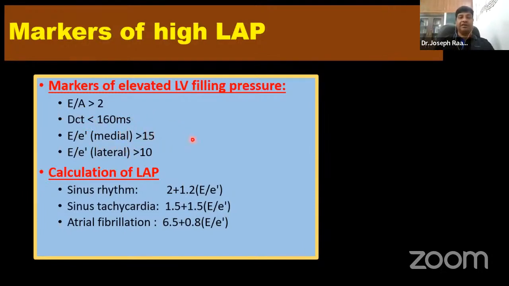lateral. Is it possible to calculate the LAP with available data? Yes, it's still possible. There are certain formulas which are available in the textbooks. You can just go there. But what you need to know is this E by E dash. This is the importance of calculating the diastolic function indices. Okay, that's about the diastolic function assessment.